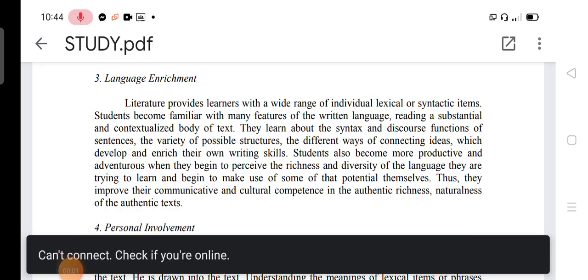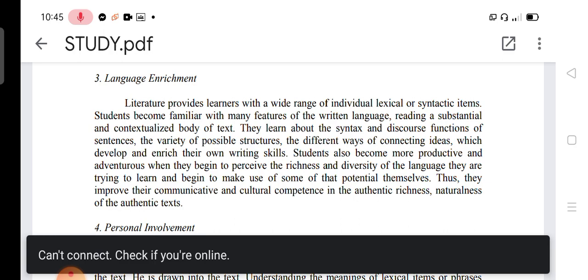Okay, so going to the third reason why we use literature to teach language: language enrichment. Literature provides learners with a wide range of individual lexical or syntactic items. When we say lexical, these are the meanings we give to a particular word, the definitions coming from the dictionary. Syntactic, or syntax, is about how we put words together to create a sentence which has a meaningful meaning.